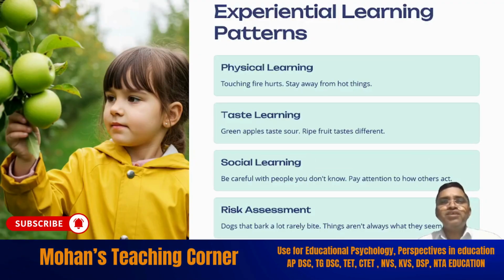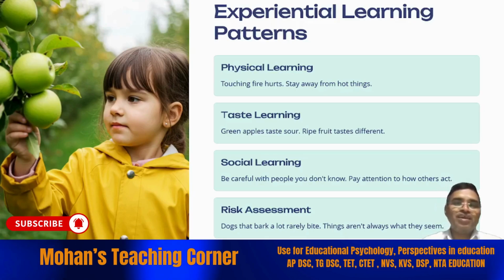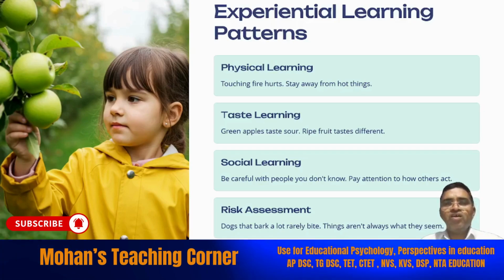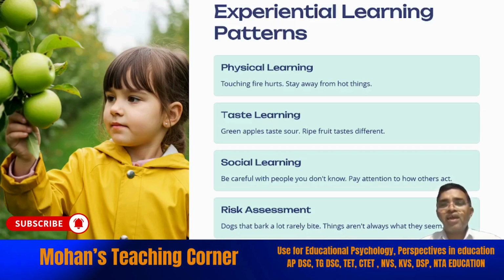Here, experiential learning patterns. There are four patterns: physical learning, taste learning, social learning, and risk assessment. What is physical learning? They touch and feel. Here, touching fire hurts. Stay away from hot things. Then taste learning. Here the baby touches a green apple, which tastes sour. So she is going to choose ripe fruits, not green apples.